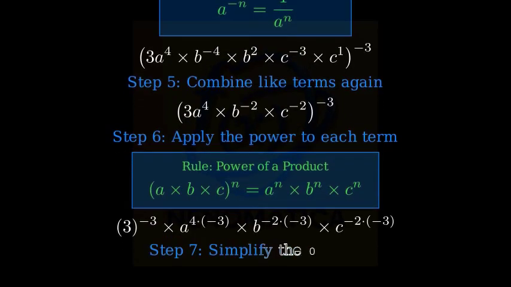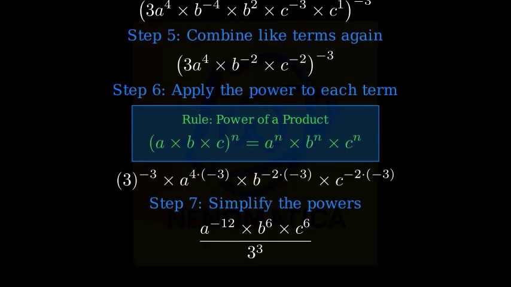Let's simplify the powers. 3 to the negative third is 1 over 3 cubed, which is 1 over 27. A to the fourth times negative 3 is a to the negative 12th power. B to the negative second times negative 3 is b to the positive sixth power. And c to the negative second times negative 3 is c to the positive sixth power.